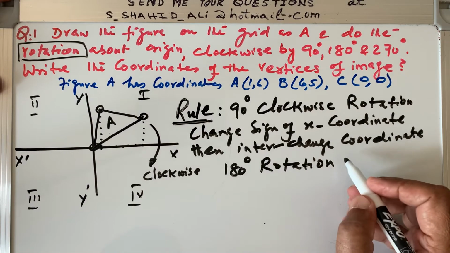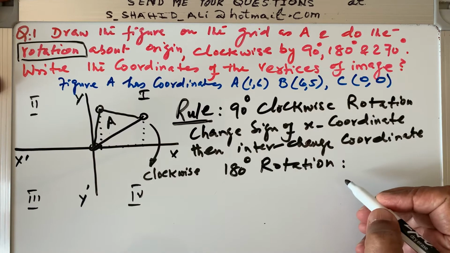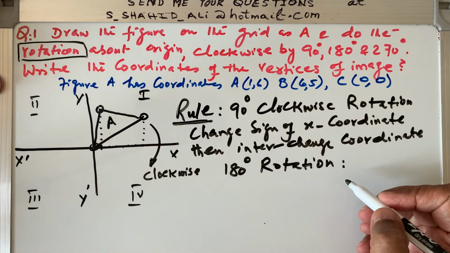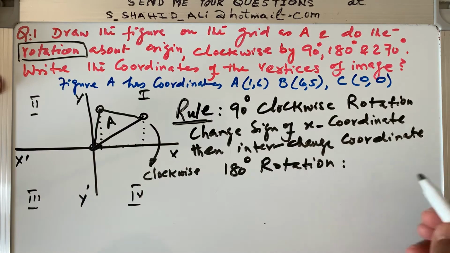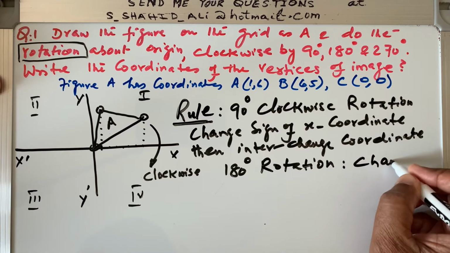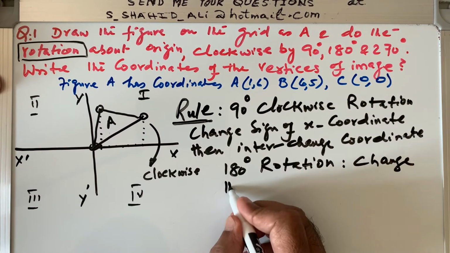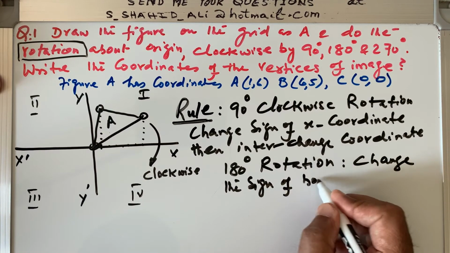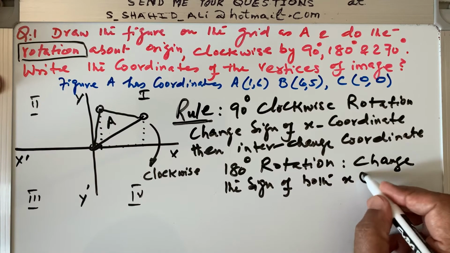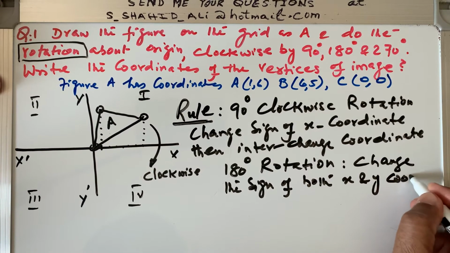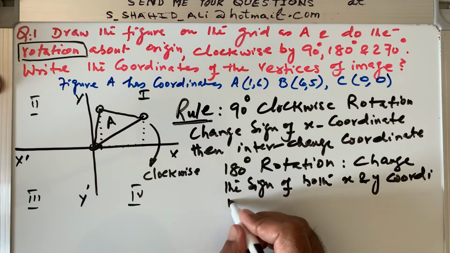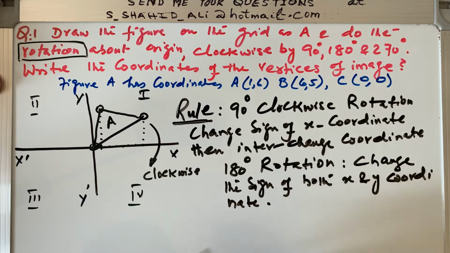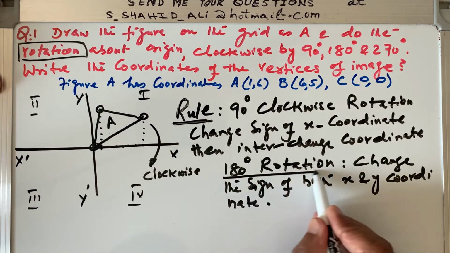So now we learn 180 degree rotation. For 180 degree rotation, what we need to do is change the sign of both x and y coordinates. Change the sign of both x and y coordinates. So this is for 180 degree clockwise rotation.